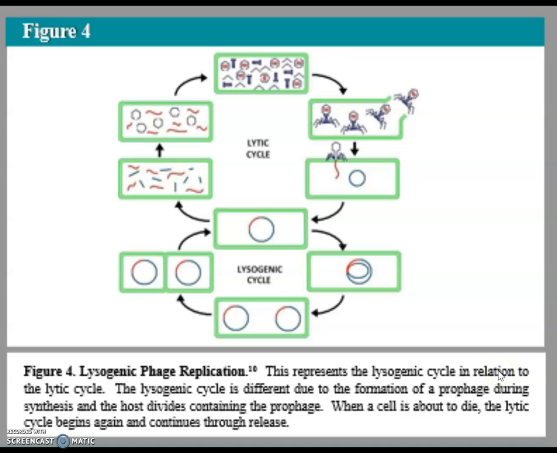In figure 4, the lysogenic phages are different than the lytic phages because the phage genome inserts its genes into the host genome, creating a prophage, which is shown here. The host will continue to divide with the phage genome within it. Upon induction, the phage enters back into the lytic cycle and begins with synthesis going through release.